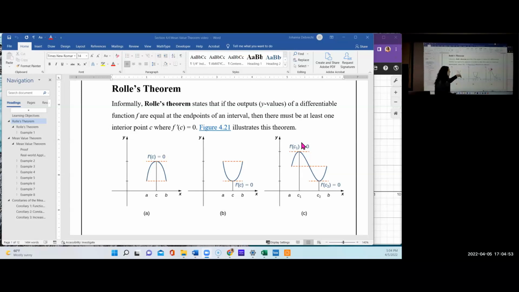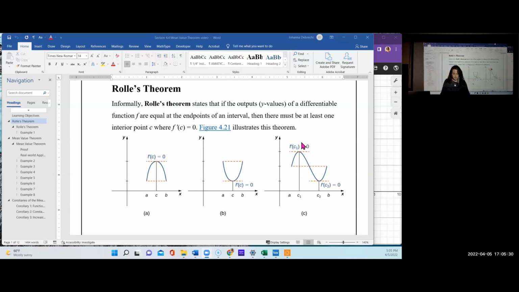If it goes increasing and then decreasing, we have to have a relative maximum. If it goes decreasing to increasing, we have to have a relative minimum. Now, it says at least one. That doesn't mean we can't have more than one. On this last graph on the far right, you'll see that the endpoints of the interval do have the same y value, the same output. And there are, in fact, two c values between the points a and b, where the slope of the tangent line, the derivative at c1 and at c2, is 0.